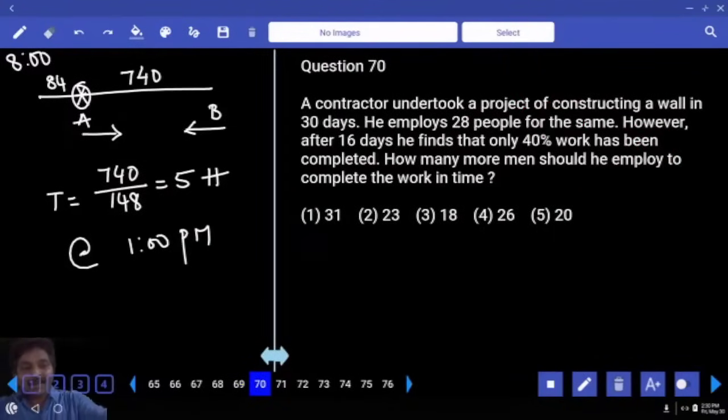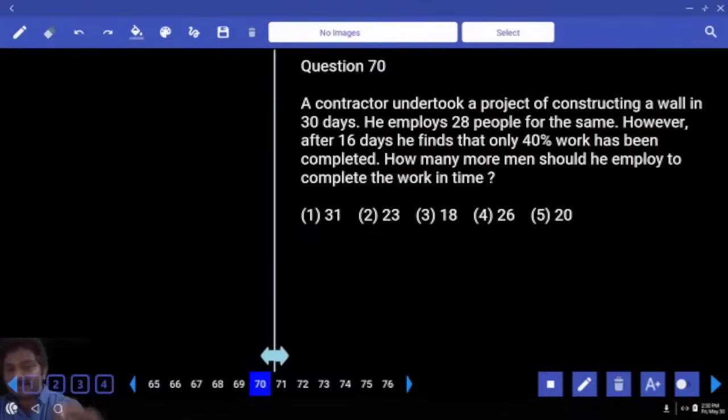A contractor undertook a project of constructing a wall in 30 days. He employs 28 people for the work. However, after 16 days, he finds that only 40% of work has been completed. How many more men should he employ to complete the work in time?